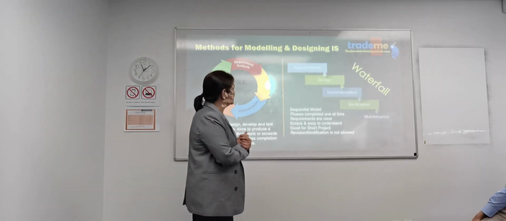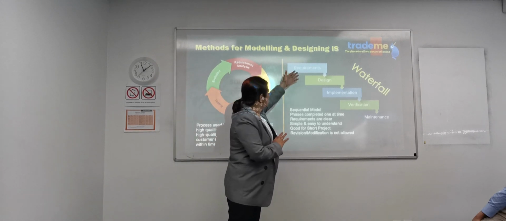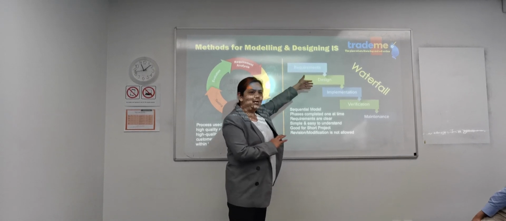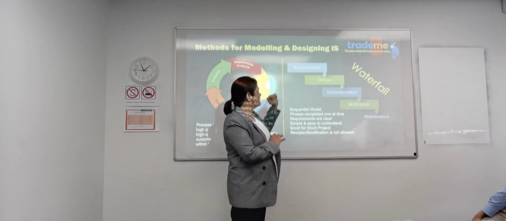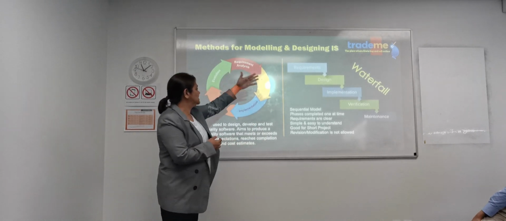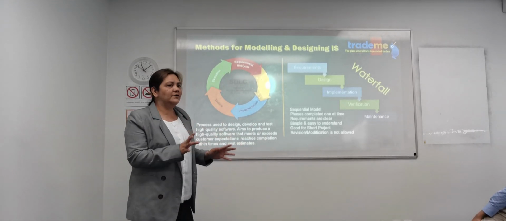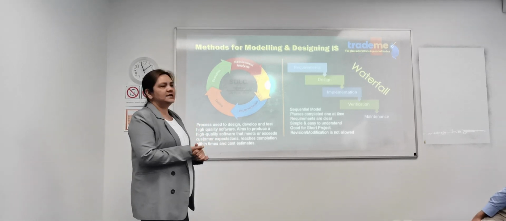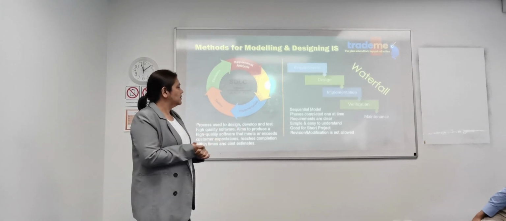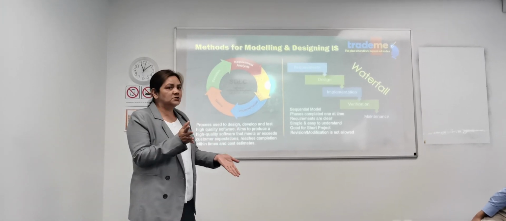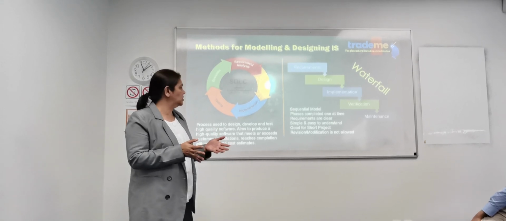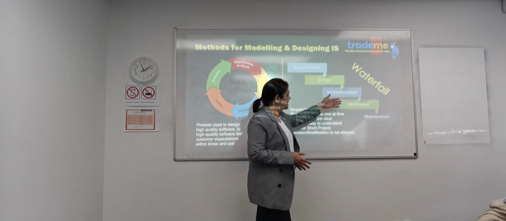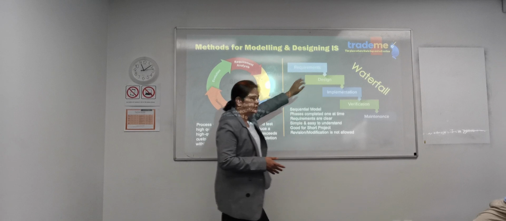Waterfall is a sequential model. Once you're done with the first step, then you can go to the next step. You won't be able to go to the next step unless you're done with the first step. So phases are completed one at a time. Here, companies should have really clear requirements. This is good for small projects. It is very simple and easy to understand. The disadvantage of waterfall is that revision or modification is not allowed. Once you have done all these phases, you can't go back to the first stage.